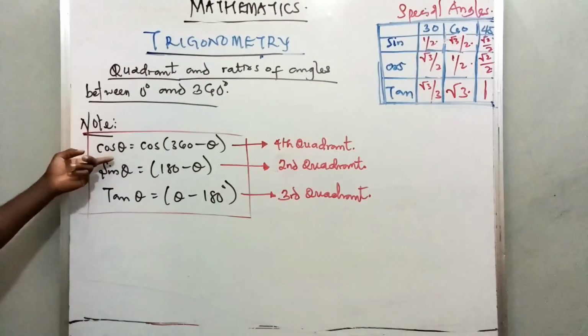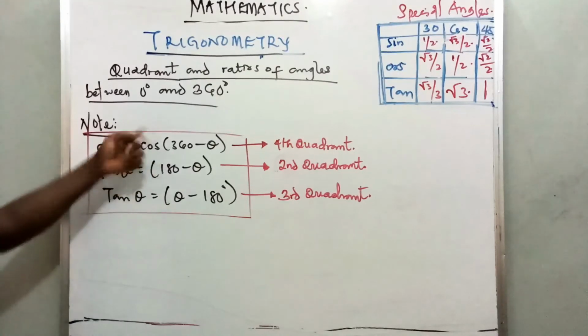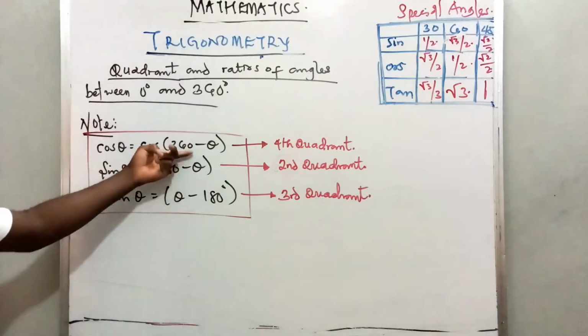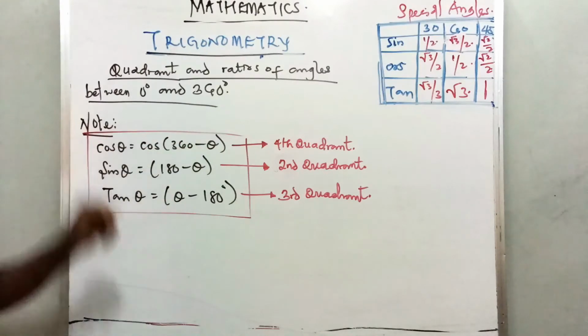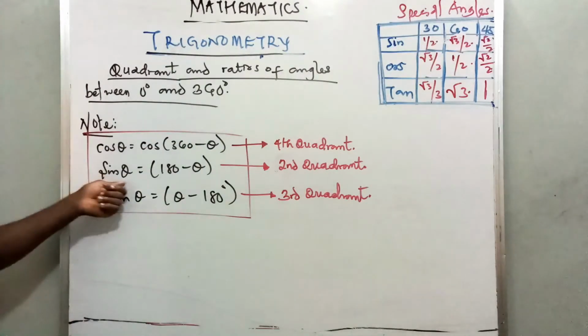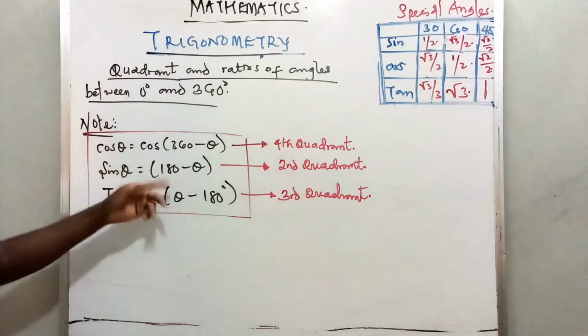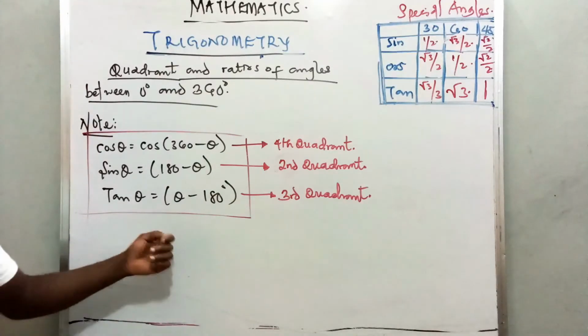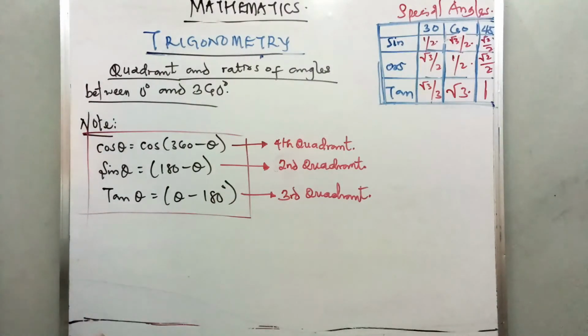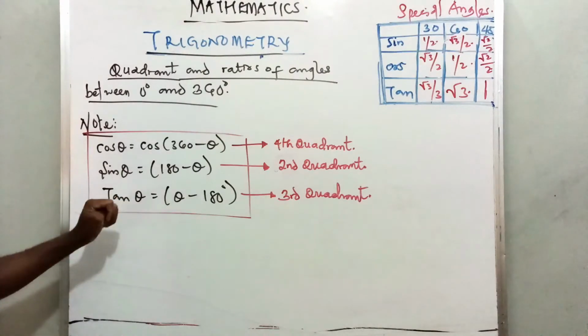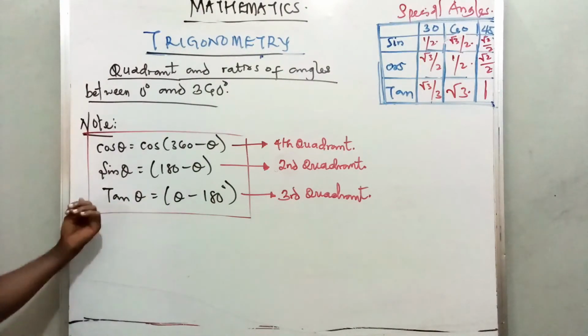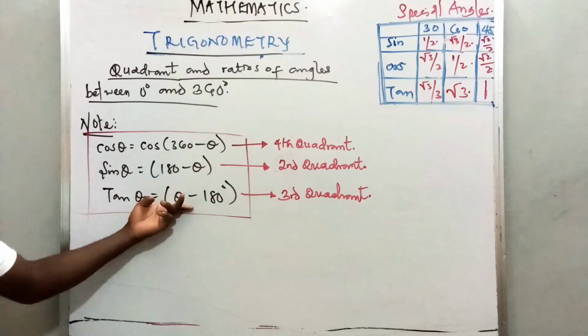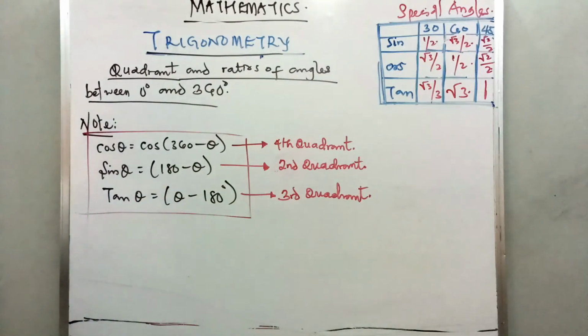Now, this is cos in your first quadrant. Know your cos in your fourth quadrant is going to give you what? 360 minus theta, which gives you your cos in your fourth quadrant. Sine theta in your second quadrant is going to be 180 minus theta, and this is tan. So when the value falls in your third quadrant, to find the value of tan, it's going to require theta minus 180.